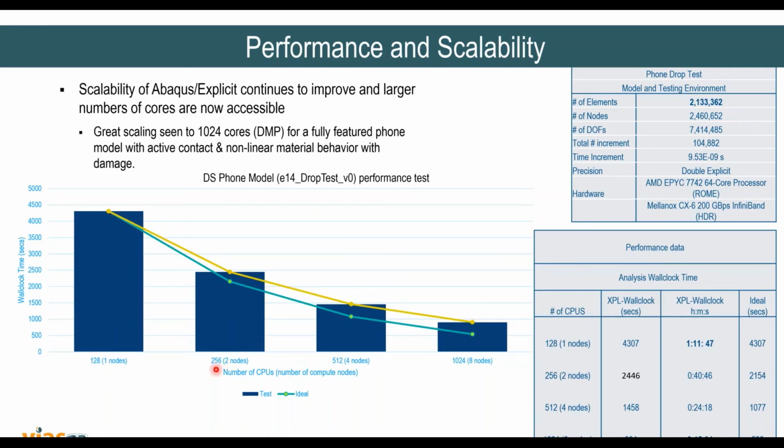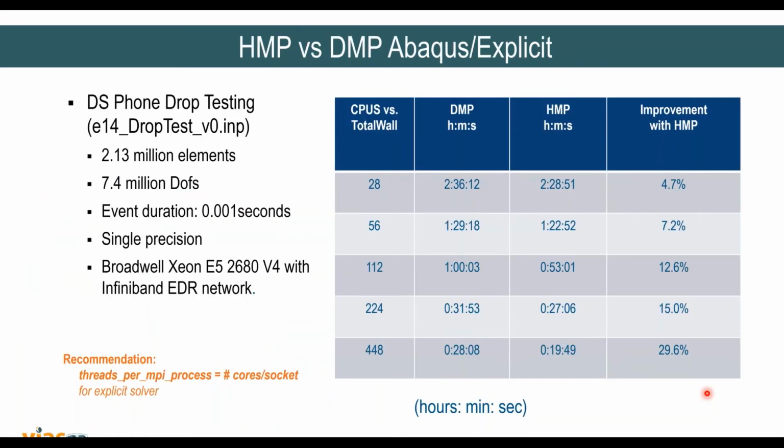If you're using double the number of cores, and once again you double it and double it, what you can see is the scalability of Abaqus Explicit continues to improve, and a larger number of cores are now accessible. So a great number of cores, thousands of cores, for the fully featured phone model with active contacts and nonlinear material behavior can be used to scale up this run faster and faster.